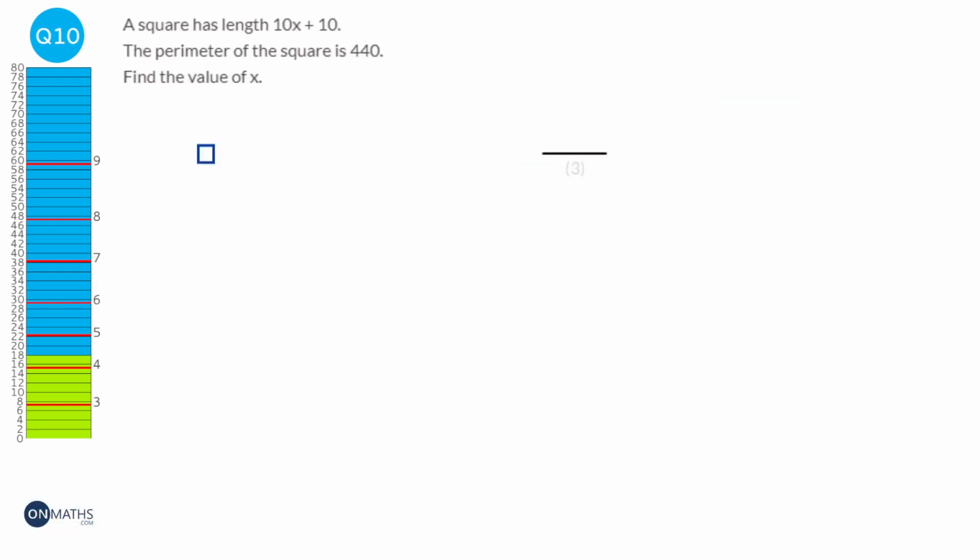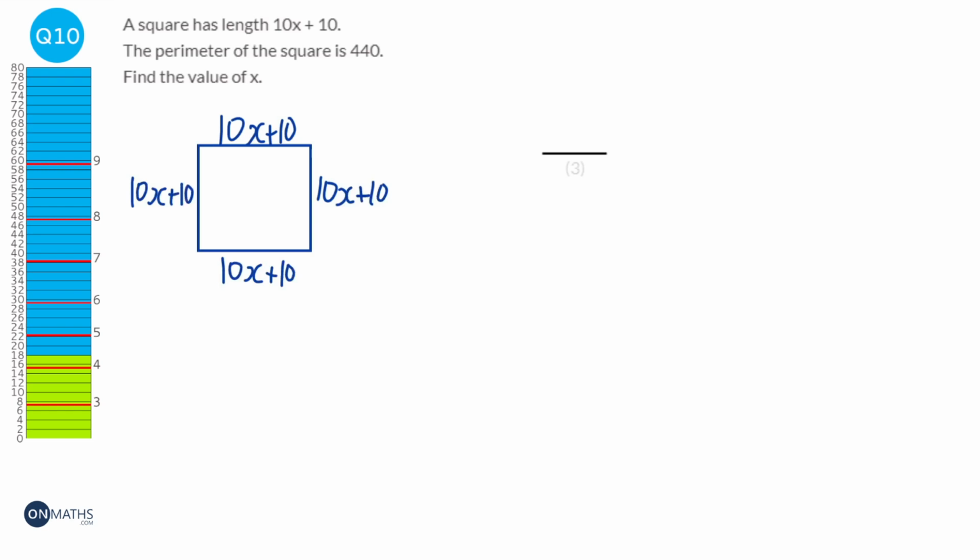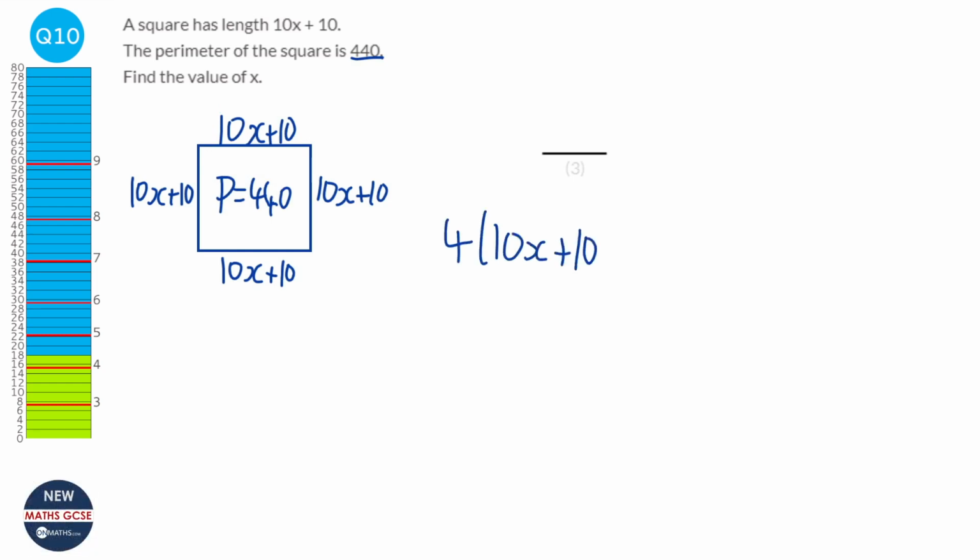First thing I'm going to do is just draw the square out. And we know the length of it is 10x plus 10, but it is a square, so that's the same all the way around it. But we're also told that the perimeter is 440. So what we can do is work out the perimeter in algebra by multiplying 10x plus 10 by 4, or just adding up the four lengths that we've got. So we're going to do 4 times 10x plus 10. But we also know that that is going to be 440 because we're told in the question that the perimeter is 440.